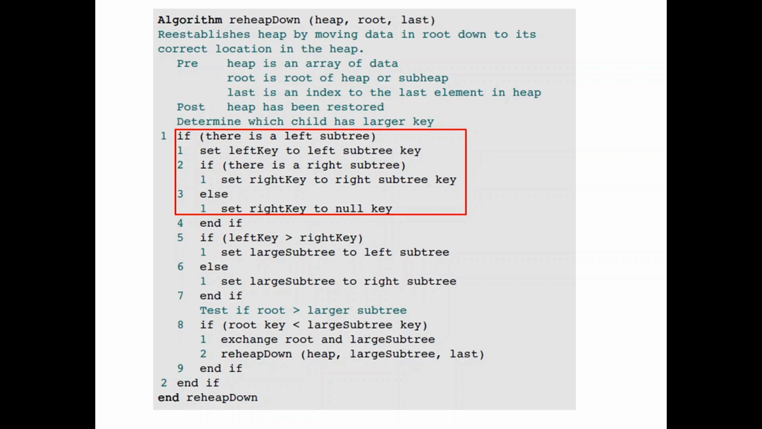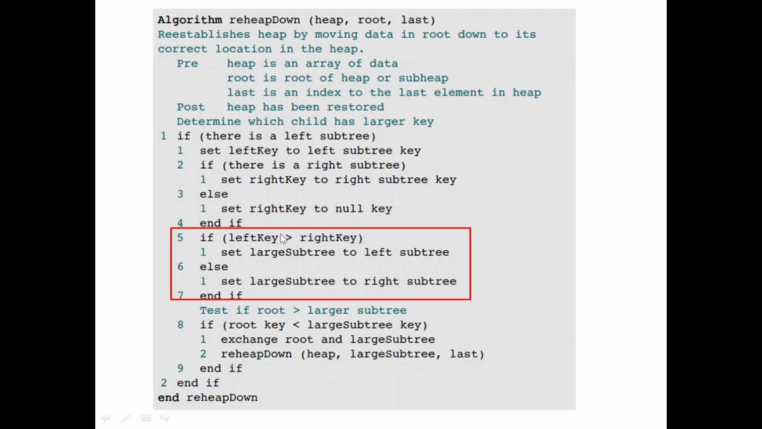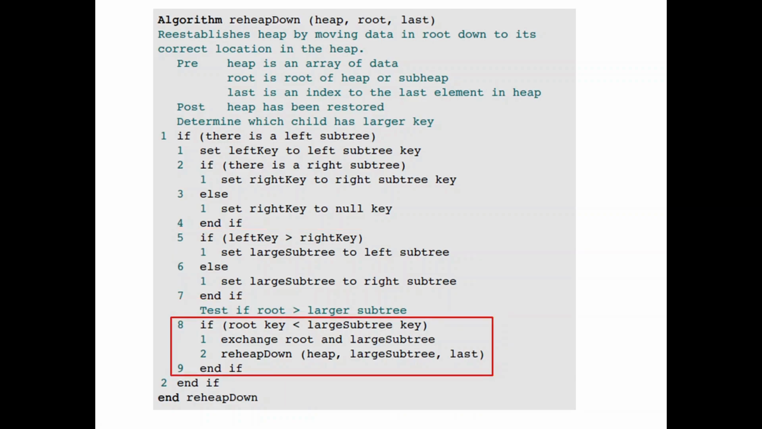One value is in the left key variable, another value is in the right key variable, and you just have to compare the two to identify the larger among the two. For that, this condition is used. By comparing the two, you choose the larger value and assign it into the variable called large subtree. So now you know which value is larger, and finally you compare the root with that particular large key value. It can be either the left child or right child, but it is guaranteed to be the larger one, and this comparison may result in exchanging the parent and the child, or it may just be ignored.